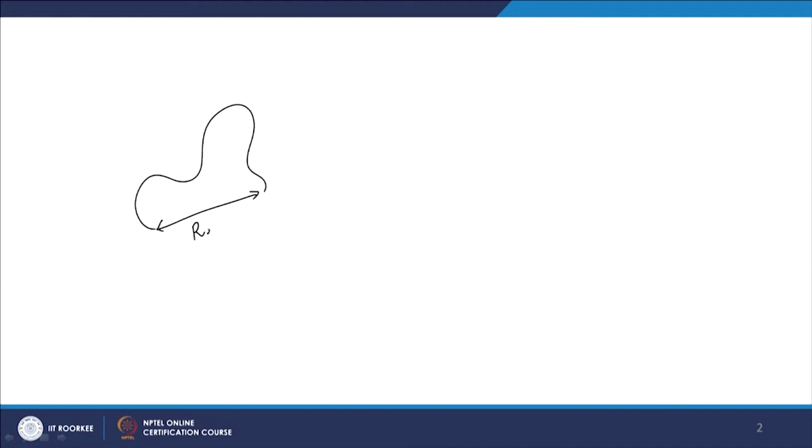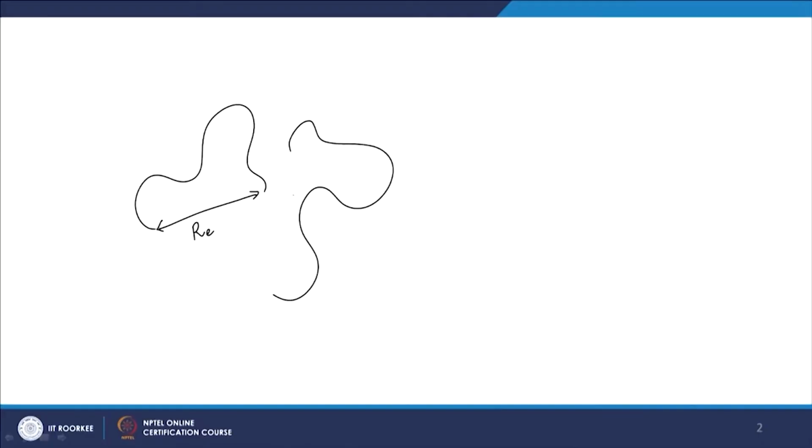which we refer to as the RE. I already told you that we do not typically look at a particular conformation, because a polymer chain can take many different types of conformation. So, what we look at is not the RE of a particular configuration, but some sort of an average RE of many possible conformations.